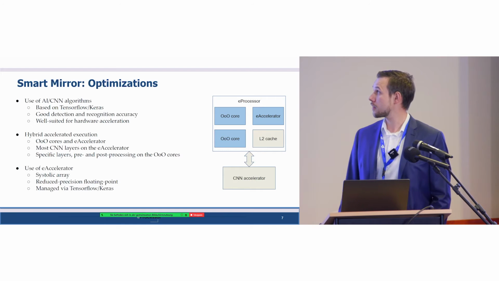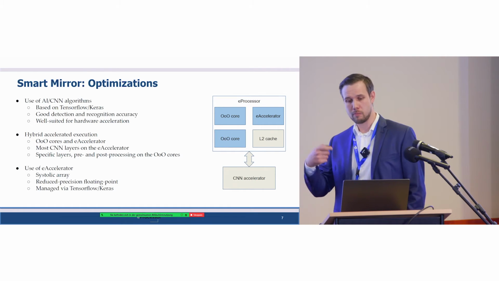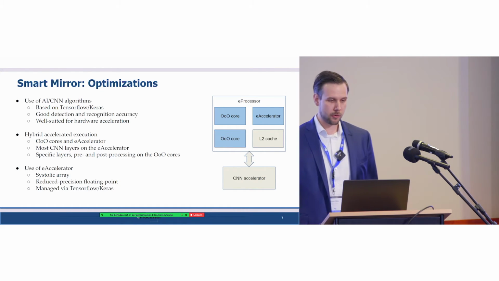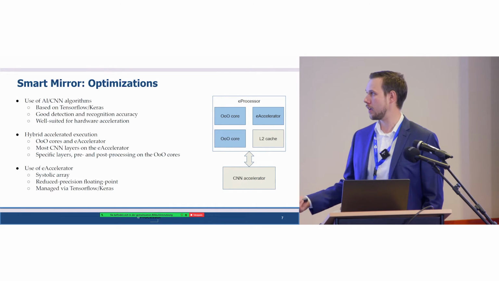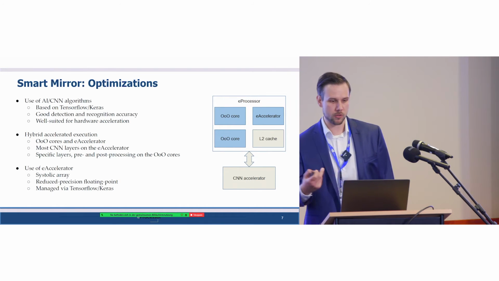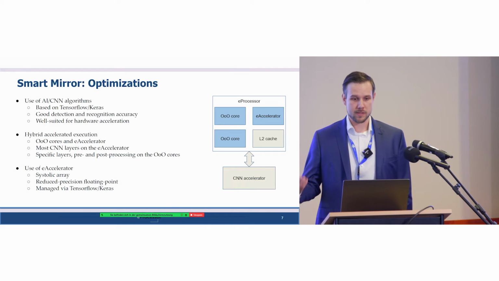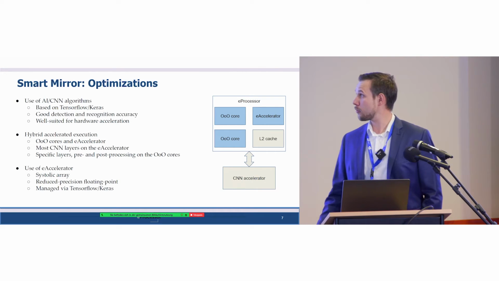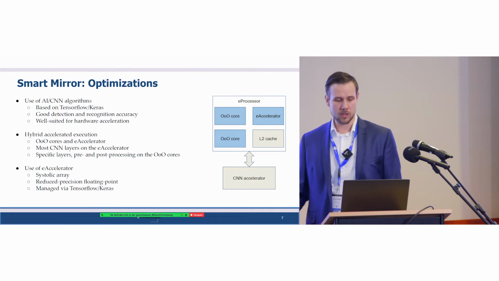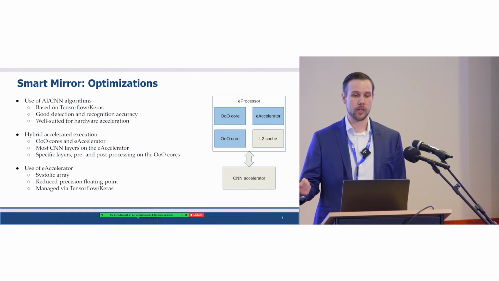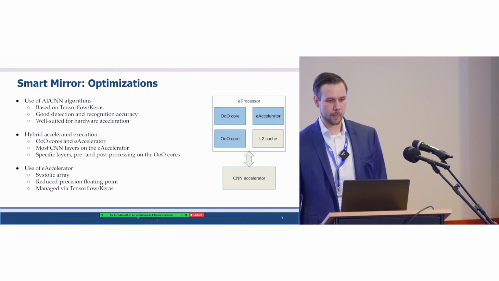When we look at the smart mirror and imagine what we could use the eProcessor for, of course, we can use the eProcessor for all the AI and CNN algorithms that we are using. We are using normal TensorFlow Keras-based stuff. The only thing we are looking for is good detection and recognition accuracy, so it's quite well suited for the hardware acceleration the eProcessor will offer.